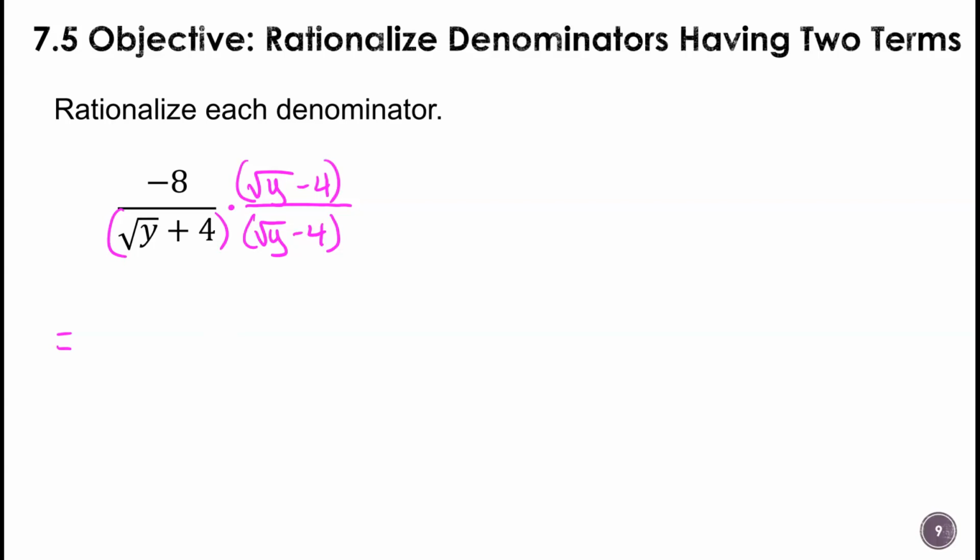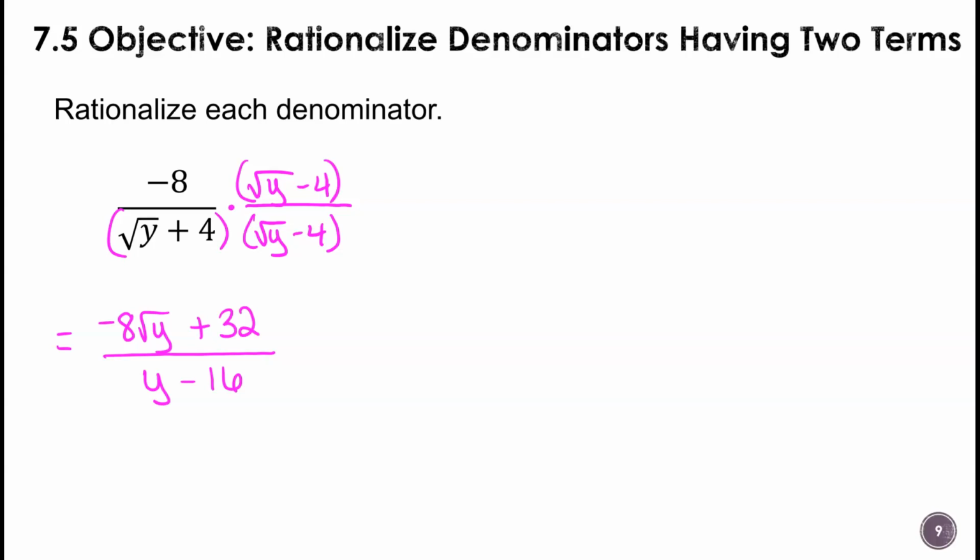All right, so we have negative 8 times the square root of y, which is negative 8 radical y. Negative 8 times negative 4 is 32, and it's positive. In my denominator, the square root of y times the square root of y is y. 4 times negative 4 is negative 16, and we are finished.